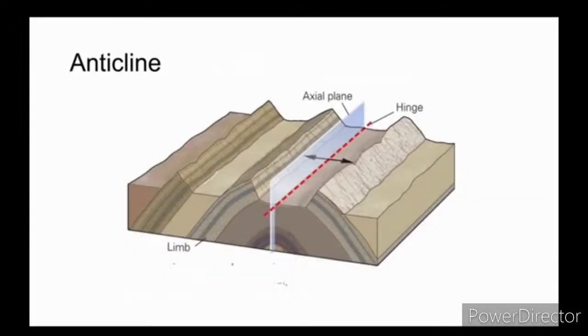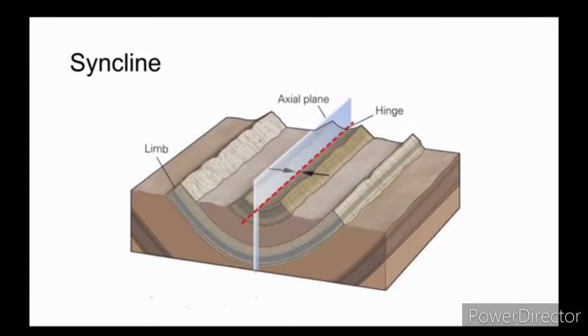Anticlines are folded rocks that arc upward and dip away from the center of the fold. The oldest rocks are at the center of an anticline and the youngest are draped over them. When rocks arc upward to form a circular structure, that structure is called a dome. A syncline is a fold that bends downward, causing the youngest rocks to be at the center and the oldest rocks on the outside. When rocks bend downward in a circular structure, that structure is called a basin.